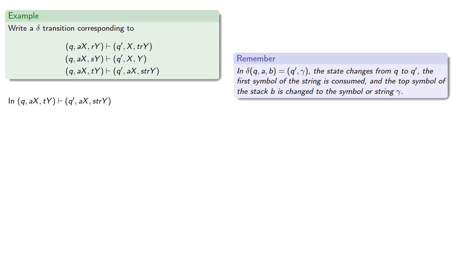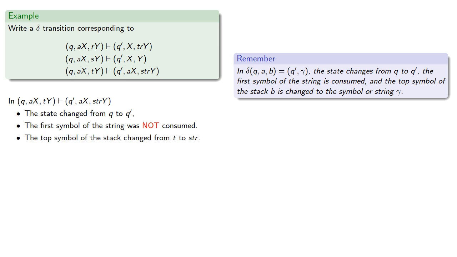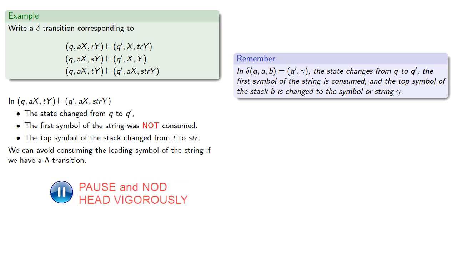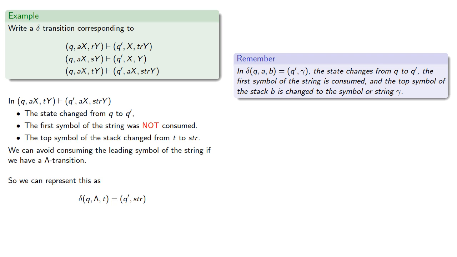In (q, aX, TY) derives (q', aX, STRY), the state changed from q to q'. The first symbol of the string was not consumed, and the top symbol of the stack changed from T to STR. Now remember, we ordinarily consume that leading symbol. We can avoid consuming the leading symbol of the string if we have a lambda transition. So we could represent this as delta(q, lambda, T) = (q', STR).